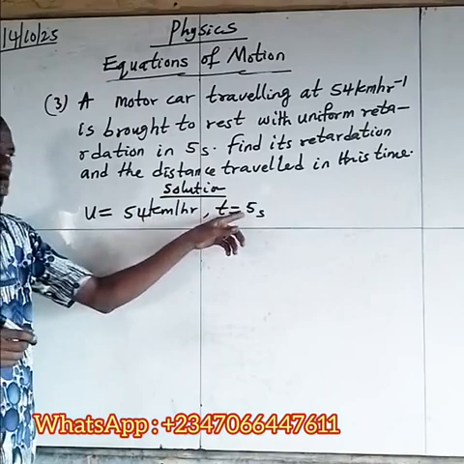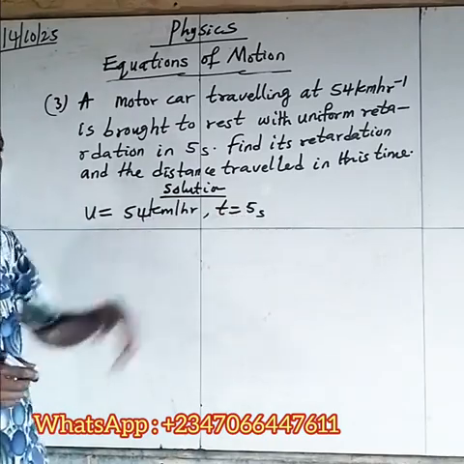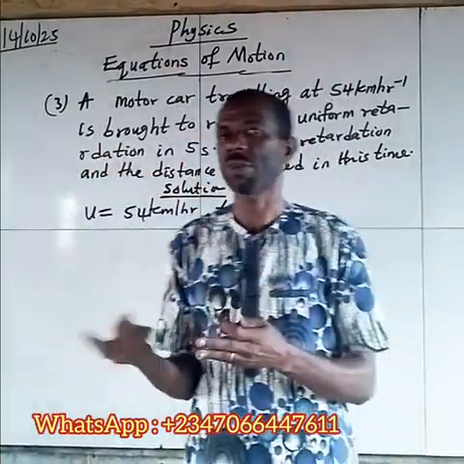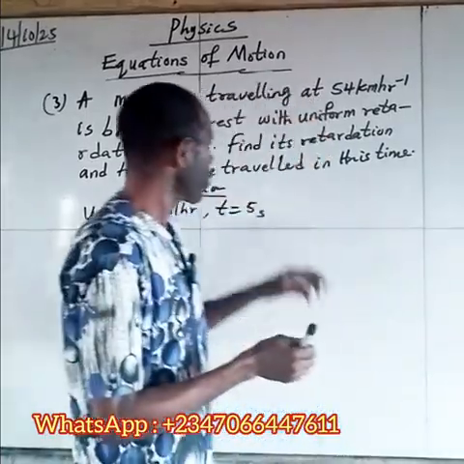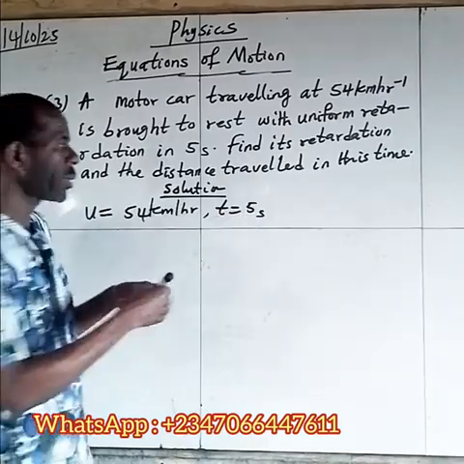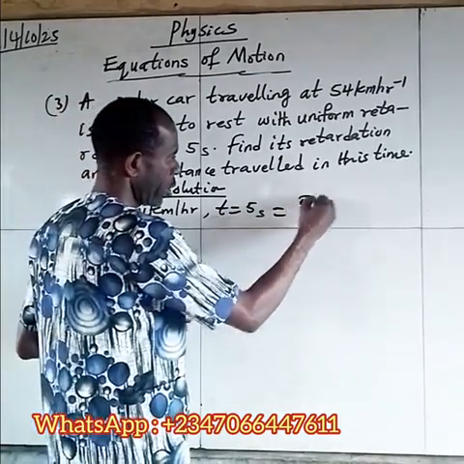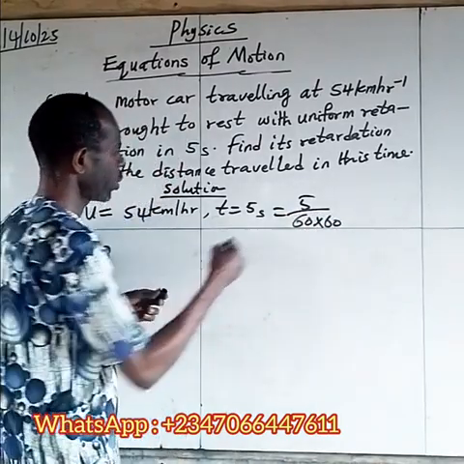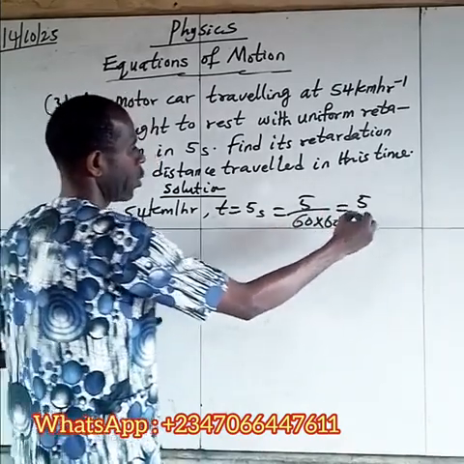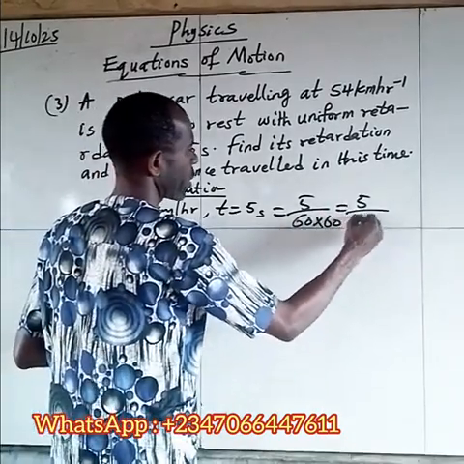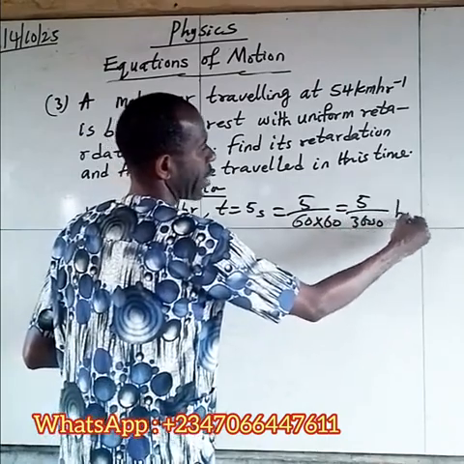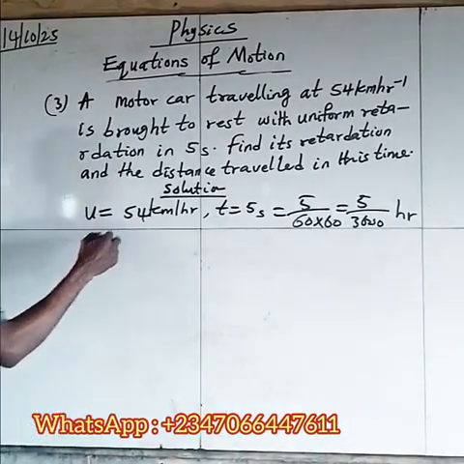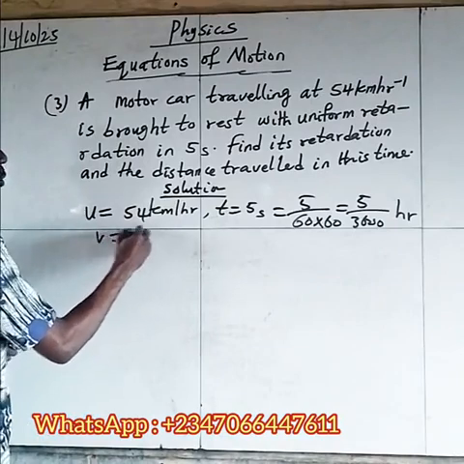So it means the seconds here have to be changed to hours. We know that 60 seconds make 1 minute, and 60 minutes make 1 hour. So in that case, we are going to divide this 5 by 60 times 60. So the time will be 5 over 3,600 hours. That is the time. For objects that come to rest, the final velocity is equal to 0.